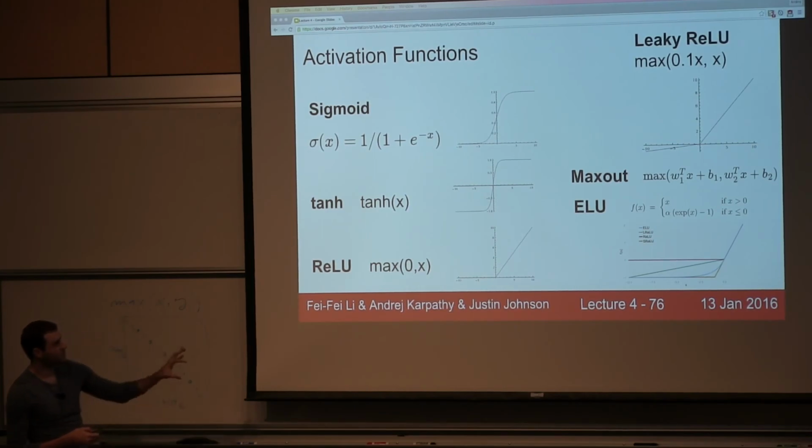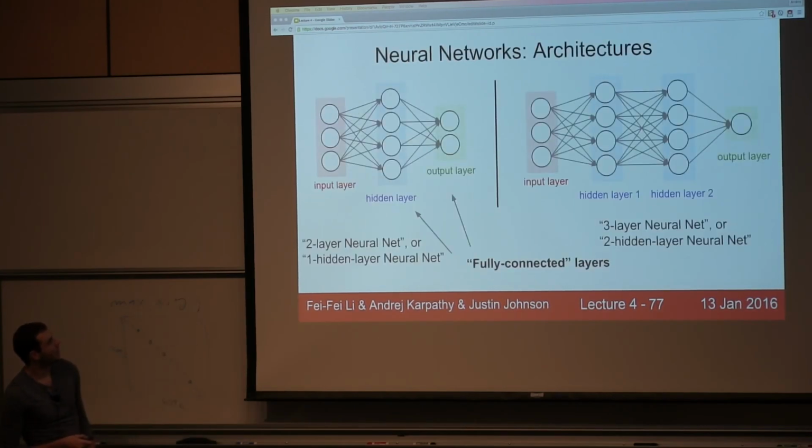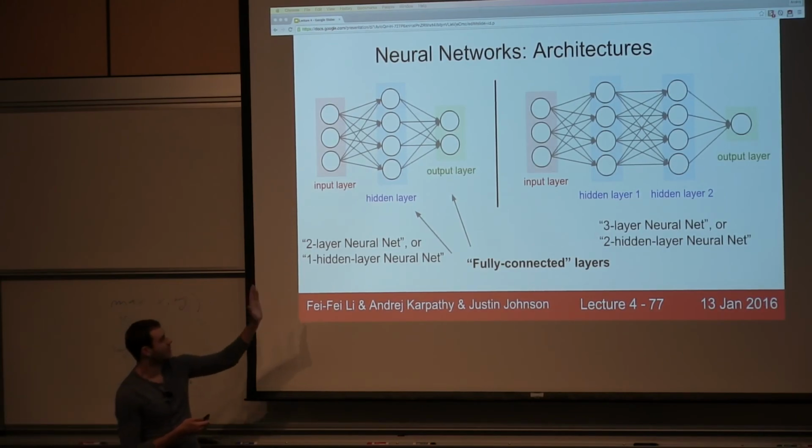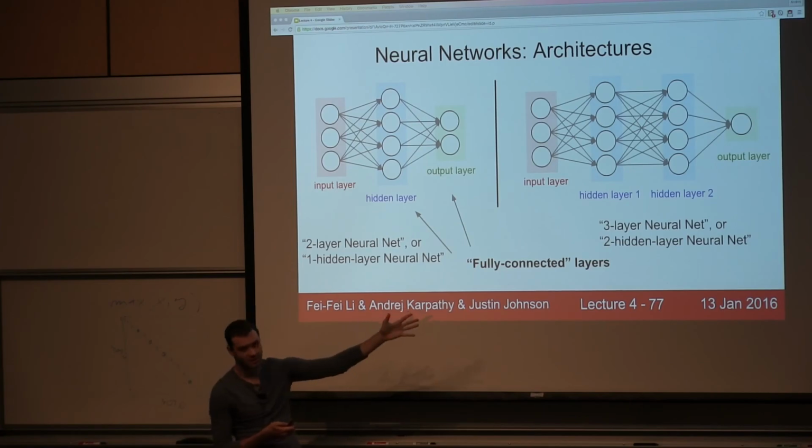But for now, we have these neurons. We have a choice of activation function. And then we arrange these neurons into neural networks, right? So we just connect them together so they can talk to each other. And here's an example of a 2-layer neural net or a 3-layer neural net.